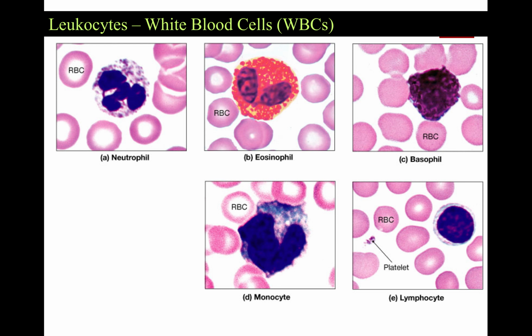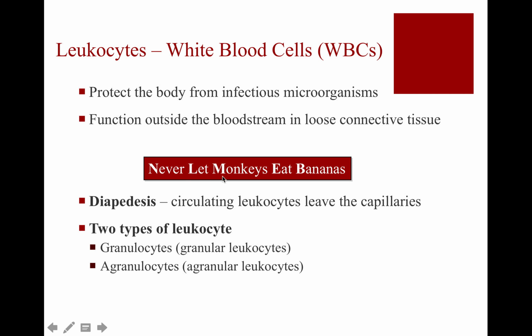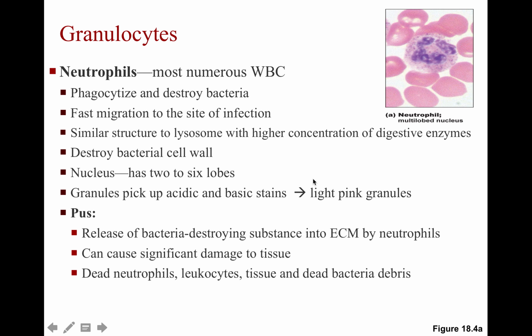And we can also categorize them based on their frequency, which is the sentence we had: never let monkey eat banana. Neutrophils, lymphocytes, monocytes, eosinophils, and basophils. So let's go ahead and take a look at some of the main functions associated with each category of these white blood cells. We're going to start with the most frequent type of white blood cells, known as neutrophils.